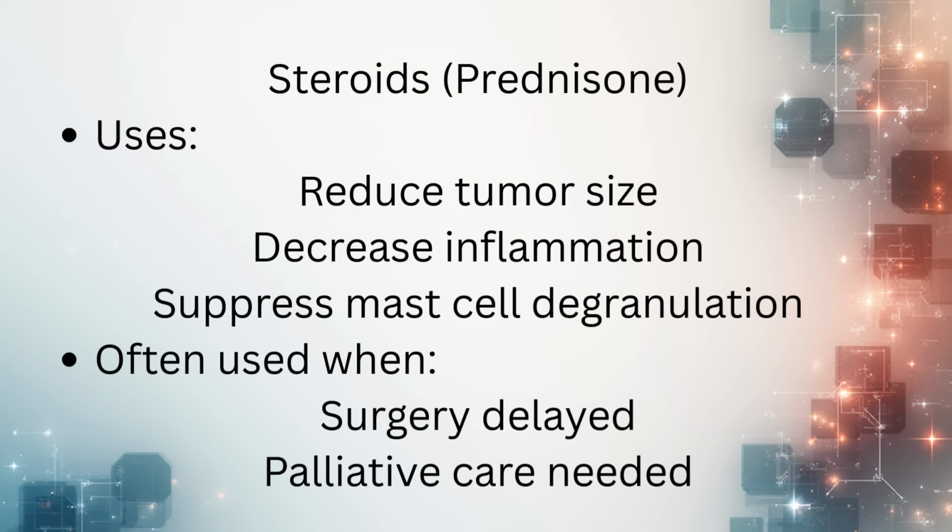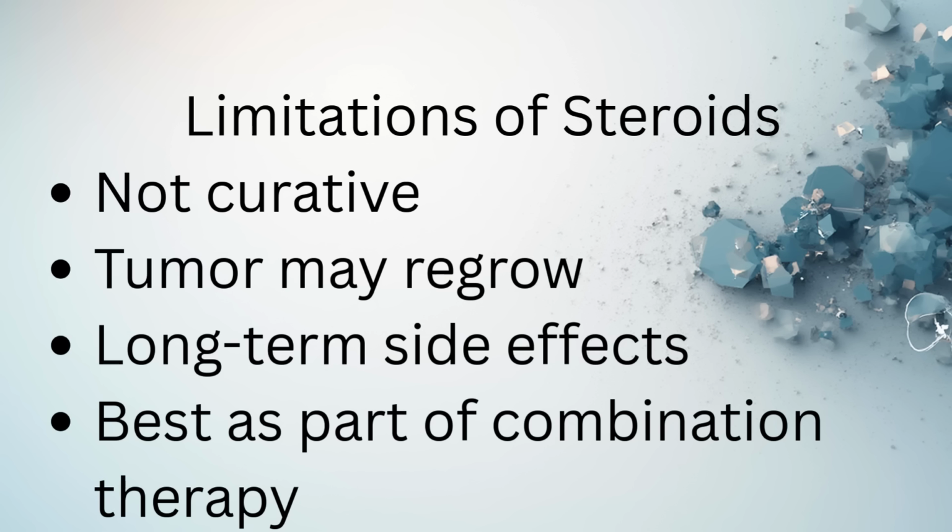Steroids like prednisone are used to reduce tumor size, decrease inflammation, and suppress mast cell degranulation. Steroids are often used when surgery is delayed and palliative care is needed. There are limitations to the use of steroids. Steroids are not curative. The tumor may regrow. Steroids can produce long-term side effects. The use of steroids is best as part of combination therapy.